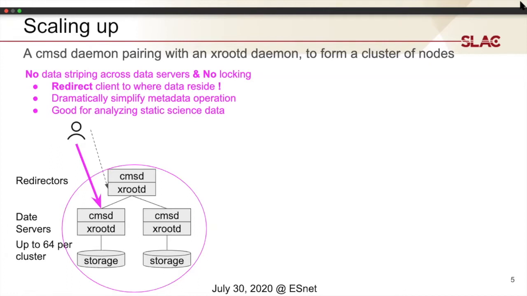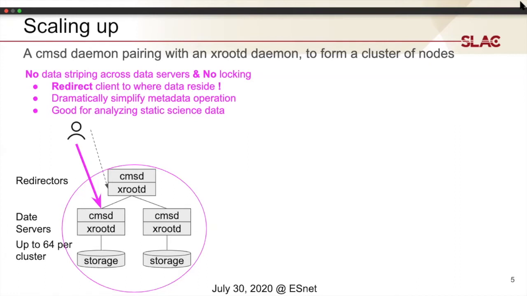So this architecture, without striping and without locking, dramatically simplifies the metadata operations. We don't have to keep much metadata anywhere at all. This makes this architecture and all these services relatively simple. Now, this is good for analyzing static science data. It is not something for analyzing data that keeps on changing, but for static science data, this is probably a good way of storing the data.